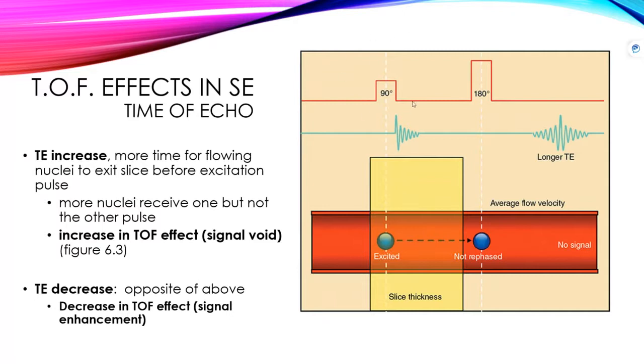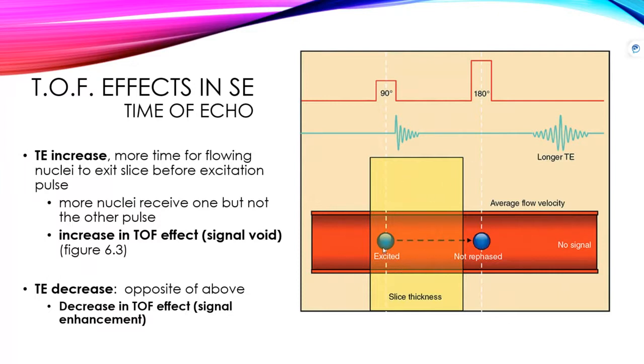So notice here we have this 90-degree excitation pulse. Here's the slice thickness, which is the yellow box. And notice that the slice is always perpendicular to the vessel, okay? This is something that you'll read about in the book and that you'll hear. It's not something you have to think about as a technologist because it's going to be perpendicular to the vessel regardless, but they just have to make a point to throw that in there. So our slice thickness is right here.